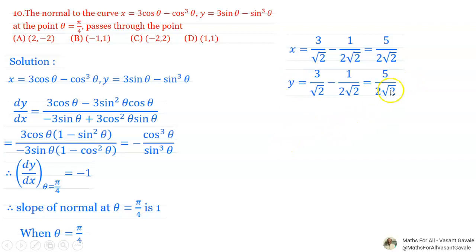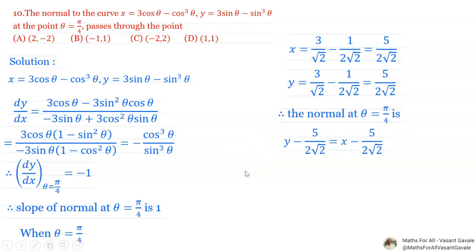Similarly, y is equal to 3 by root 2 minus 1 upon 2 root 2. Substitute theta is equal to pi by 4 here. Overall, you will have y is equal to 5 upon 2 root 2. You can do the simplification. Therefore, the equation of the normal at theta is equal to pi by 4 is y minus y1 is equal to m times (x minus x1). The slope of the normal is 1.